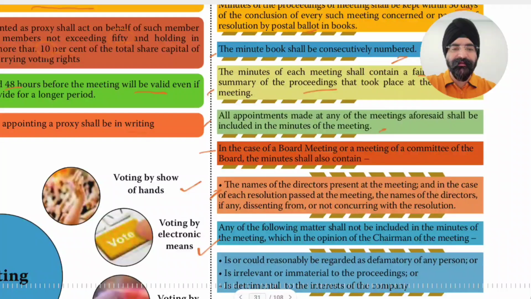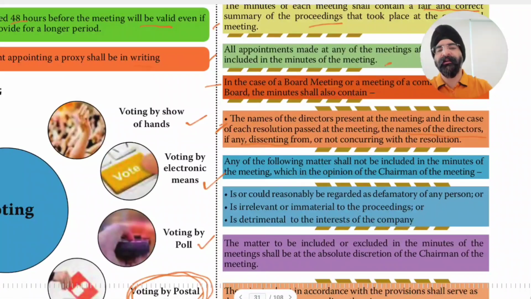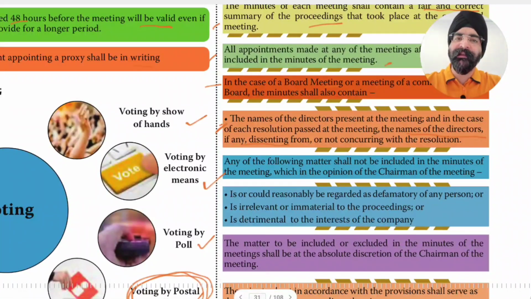The names of the directors, if any, dissenting from or not concurring with the resolution. So either he says that I have dissented, that will be recorded. Or he says I am not voting, I am not concurring at this point of time, I require time to think about it. Then he has not voted in favor, and his name will appear.